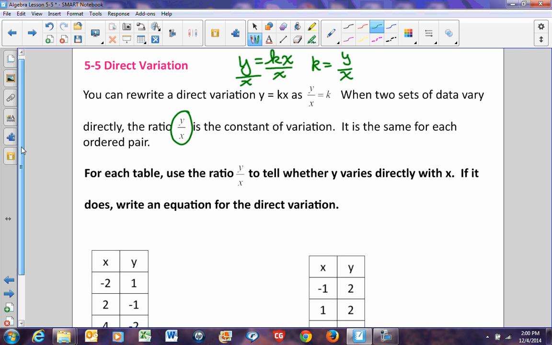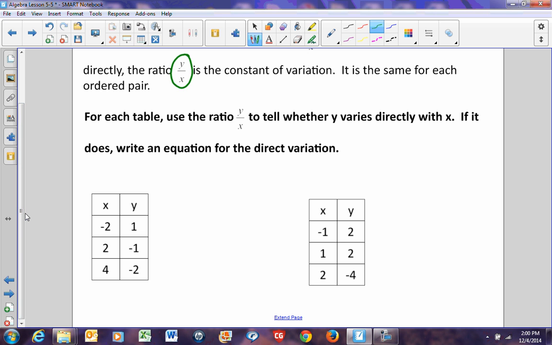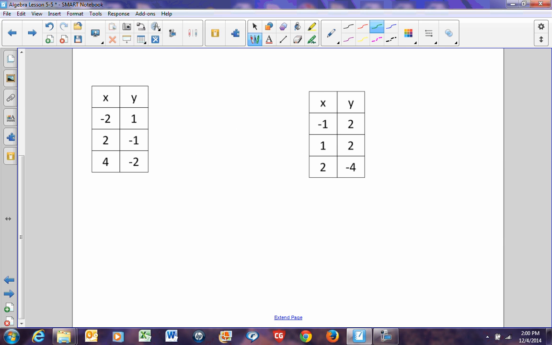You can look at a table of values and tell whether or not it's direct variation, basically based upon looking at the ratio of y over x. Take this first table here. The x is -2, then 2, then 4, and the y is 1, -1, and -2. If we want to know if it's a direct variation or not, all you need to do is look at the ratio of y over x. So here, y over x would be 1 over -2. This one, it would be -1 over 2, and this one, it's -2 over 4. Well, this equals -1/2, this equals -1/2, and -2 over 4 equals -1/2.